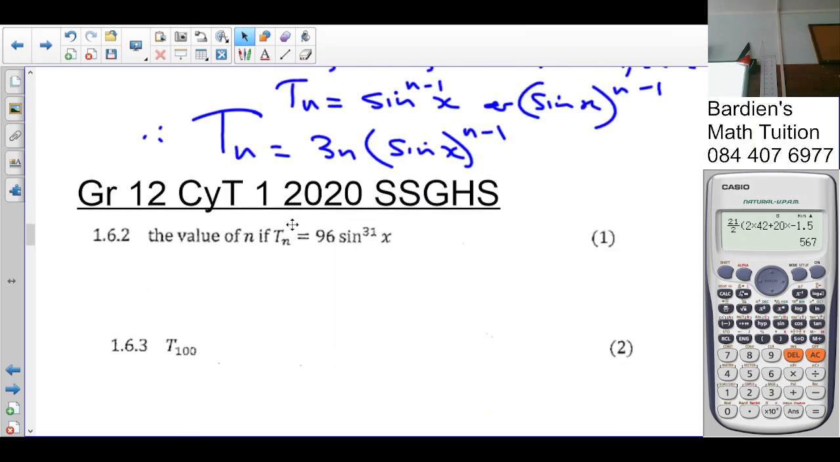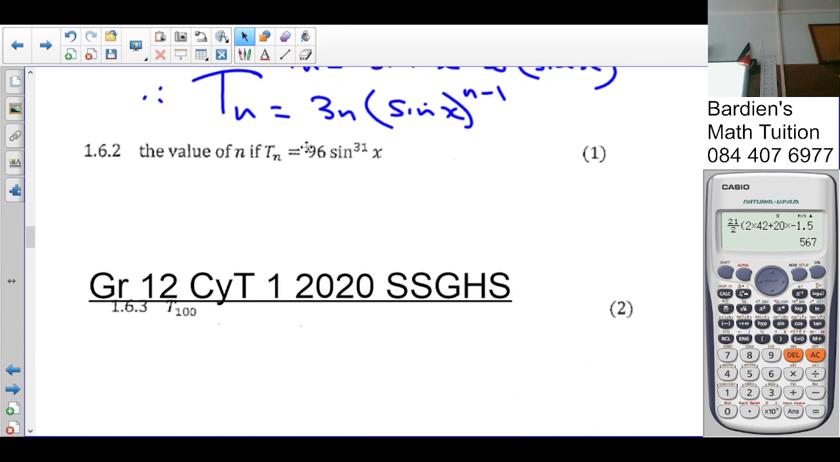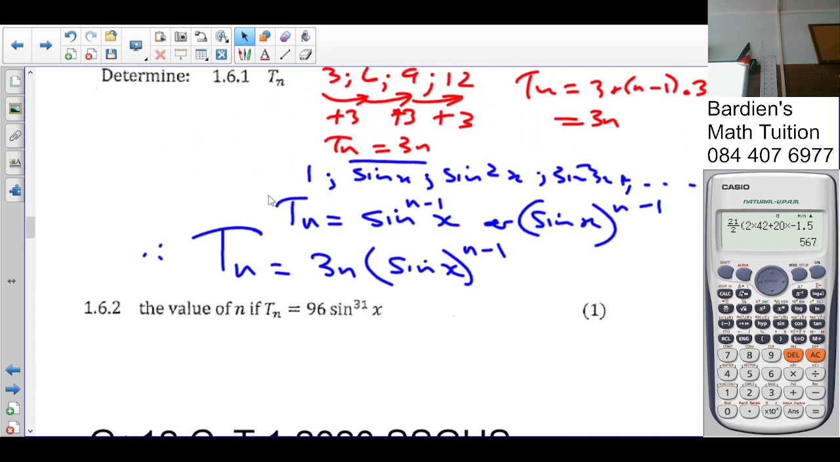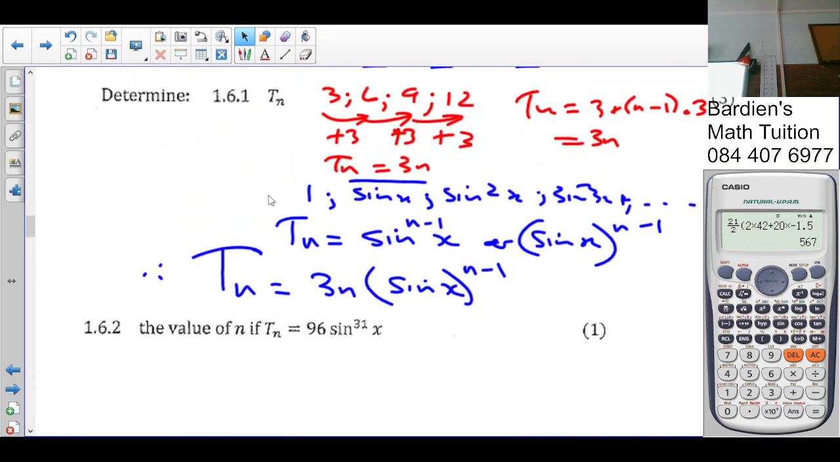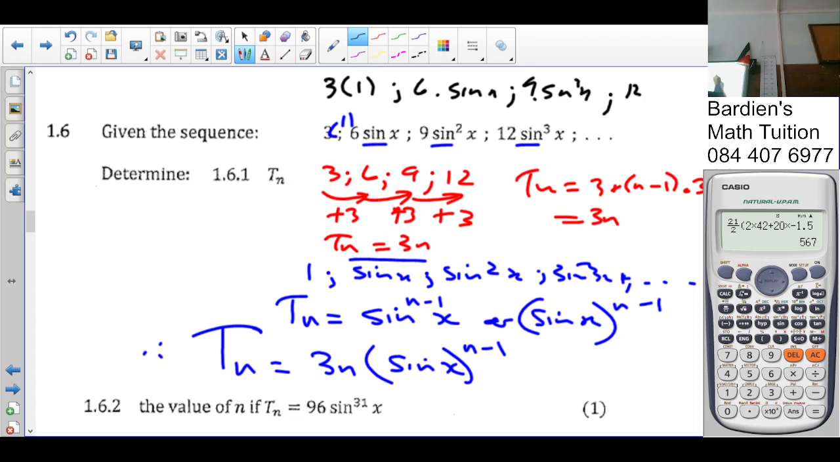Then in the next question, it says calculate n if Tn is equal to 96. For 1.6.1, the general term, why is it 3n times sine x? So look at the original sequence. Is this not 3 times 1, 6 times sine x, 9 times sine squared x, 12 times sine cube x? That is why I'm going to multiply.